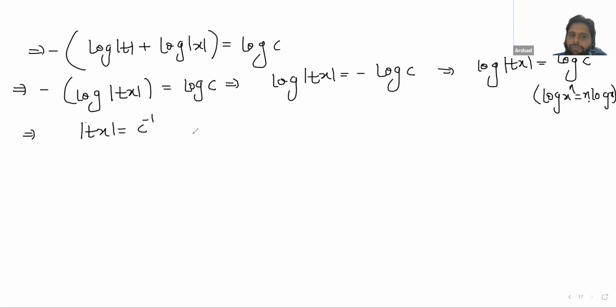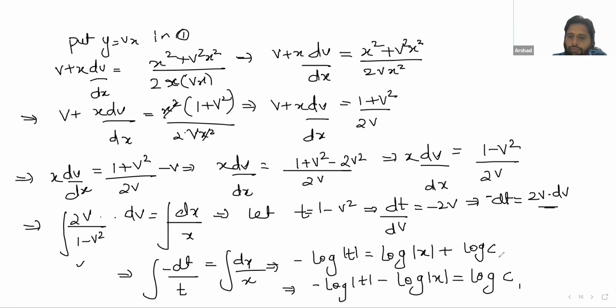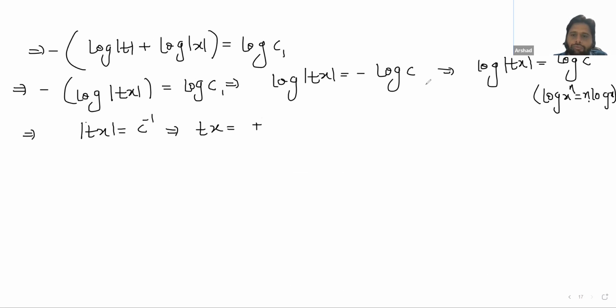We have first removed the log. Now we need to remove this modulus. So always remember, whenever you are removing the modulus, you will get a plus minus. One more thing, I am writing C1 here. I will tell you later on why I am writing C1. So it is C1, it is C1, it is also C1. So whenever you are removing a mod, you need to write plus minus C1 inverse. And then let C is equal to plus minus C1 inverse. This complete, we will take as C, so we get Tx is equal to C.